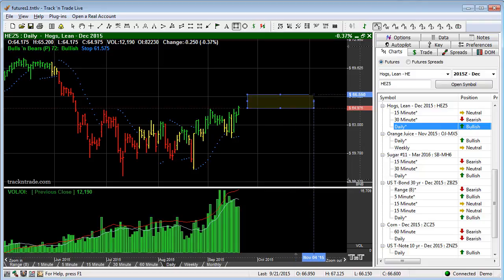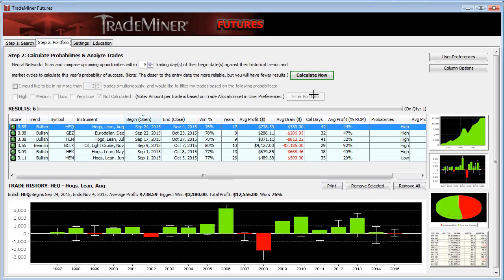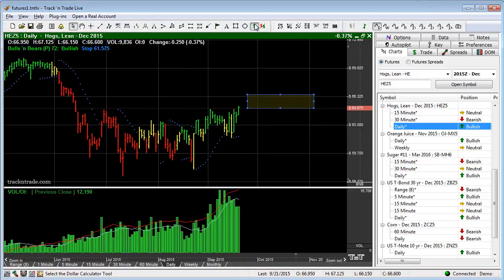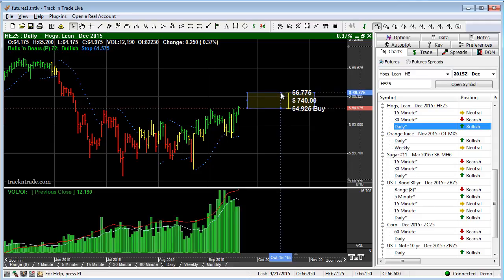And we want to go up as high as, if we flip back over here, our average profit of $738. So if we come back over to Track and Trade, $738, and we put our dollar calculator in here, I like to draw this up to about $740. That's about right there. And I like to draw this little box up there and say, okay, this is the average profit range that we're looking for this market to rally to.